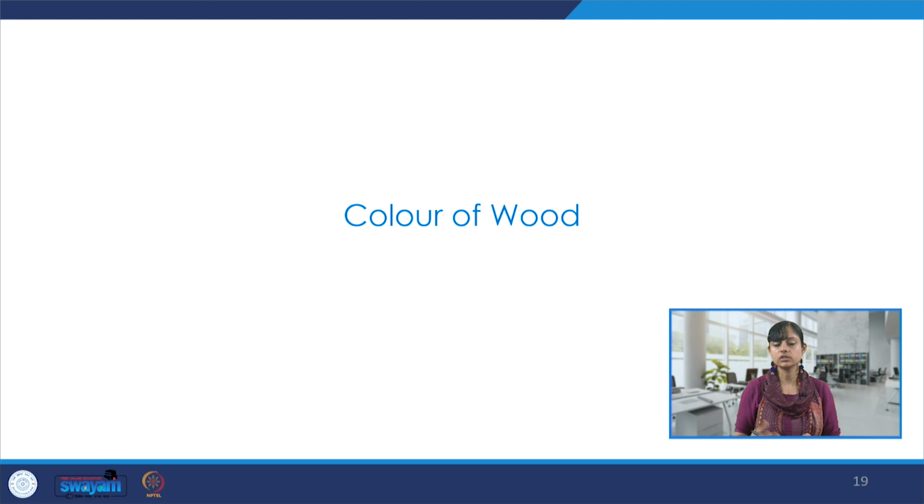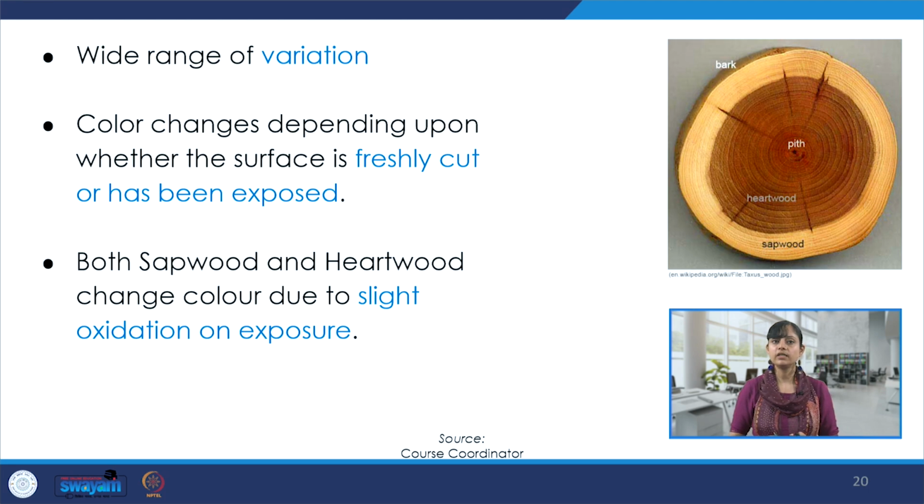Now, color of the wood. So we find a very wide range of colors, a naturally occurring color palette within the family of woods. But the color changes depending on whether it is freshly cut or it has been exposed for a longer time. And both the sapwood and the hardwood change color due to slight oxidation on exposure.